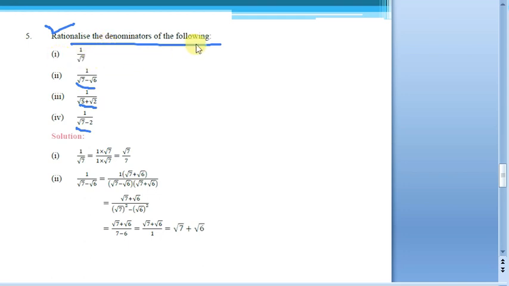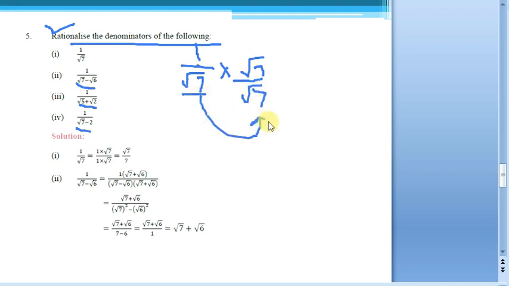So let us see the first one, 1 by root 7. Whenever only one part is there, that is a monomial surd, we can say only one term is here, you just multiply with root 7 in the numerator and in the denominator also. Why? Because for this, root 7 is the rationalizing factor. In order to not change the value, the numerator also should be multiplied with this particular root 7.